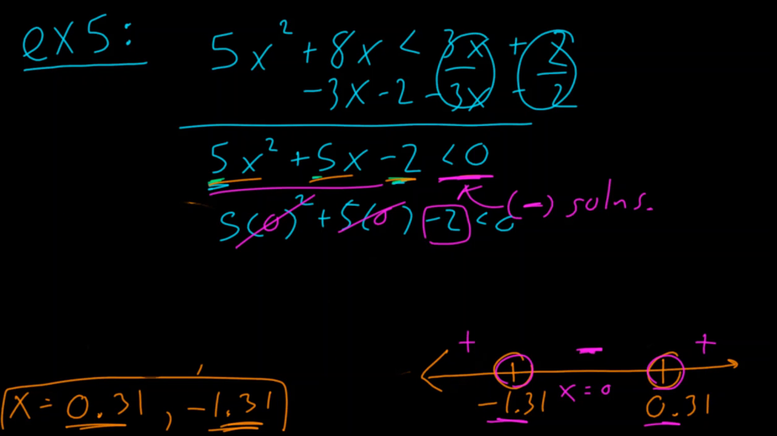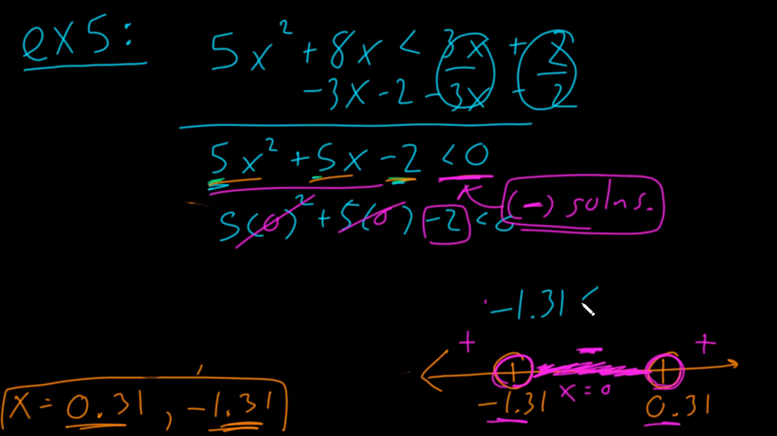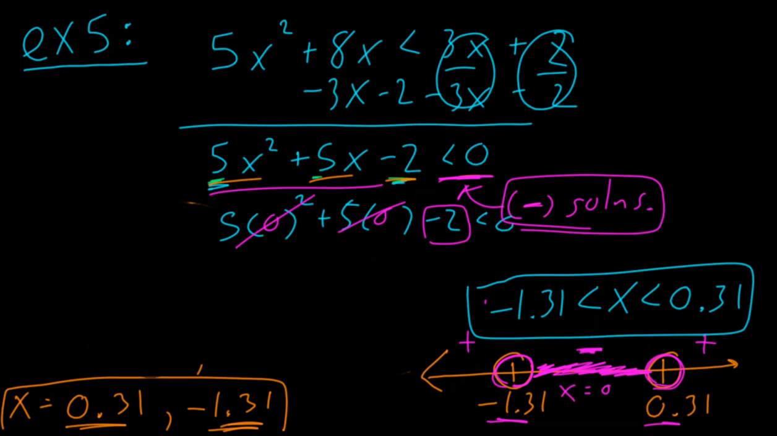Now from there, since we're looking for everything that is less than 0, or our negative solutions, we are looking for everything in between these two regions. Notice, since this is less than, we cannot include these two values so they stay as open circles. And so what does our answer look like? We would say that our answer is going to be this: negative 1.31 is less than x is less than 0.31.